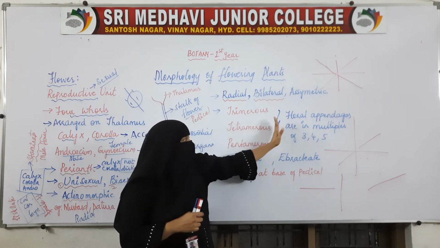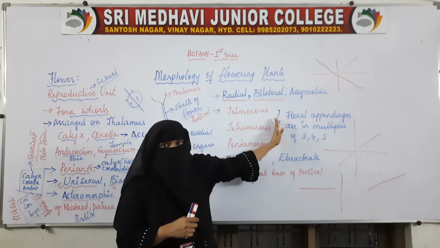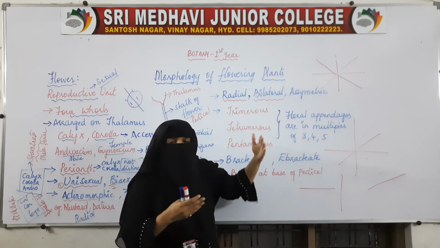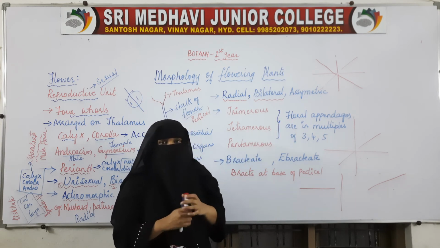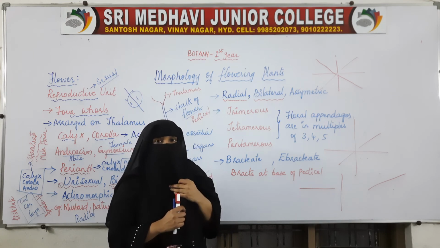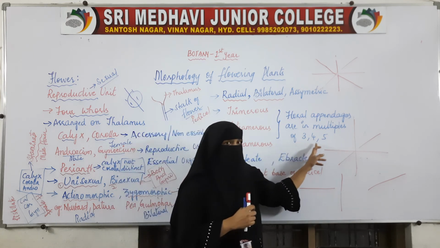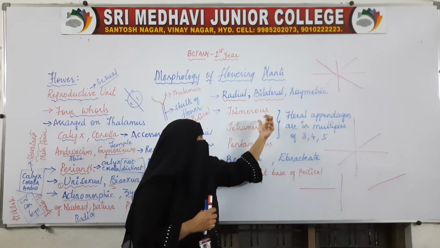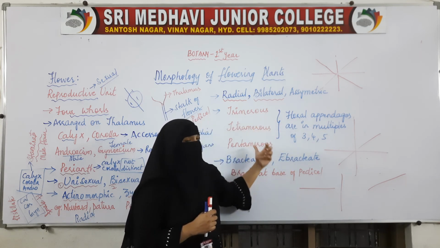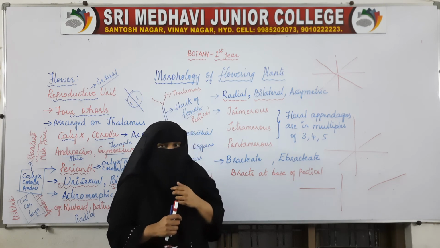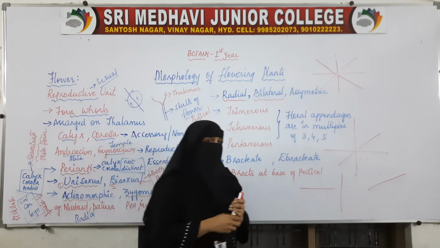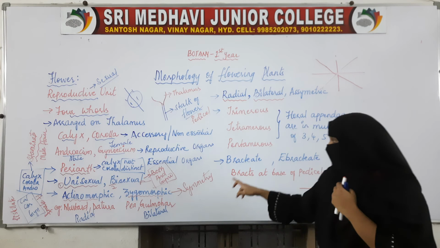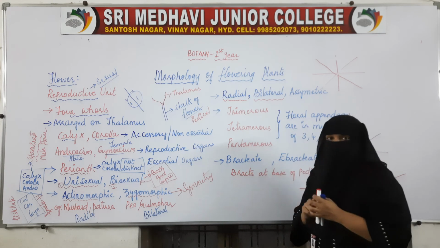So based on the number of floral appendages, in what number the floral appendages are present, if it is 3 or 4 or 5, it is called trimerous, tetramerous and pentamerous. Now here, two more: bracteate flower, ebracteate flower.